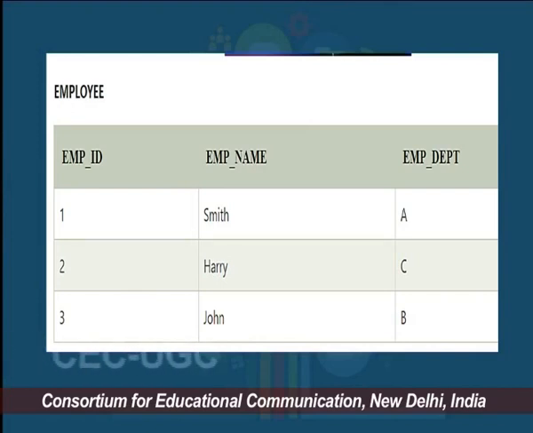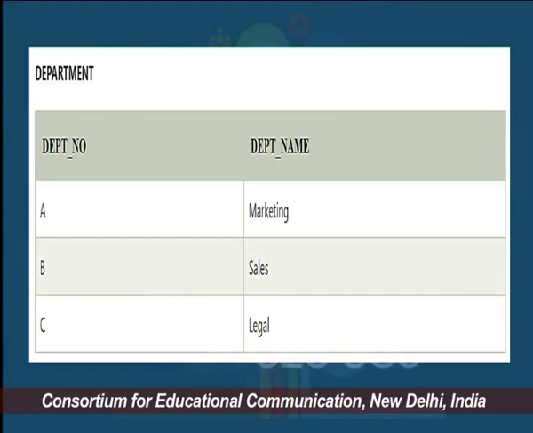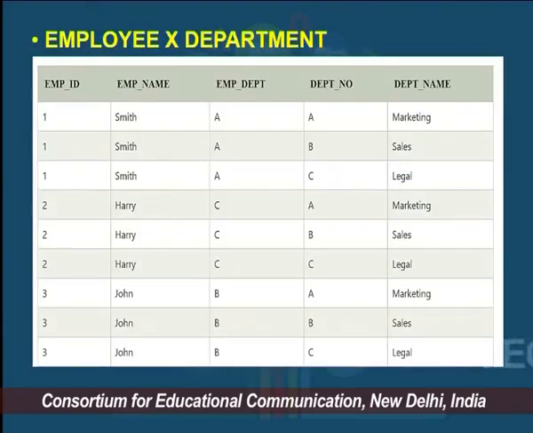Along with this employee relation, we have the department relation, which has the department number and the department name: A, B, C, and the department names are marketing, sales and legal. Now if we want to perform a Cartesian product of employee and department, we are going to write employee cross department. Please note that we are not making any specific selection or any specific projection here.